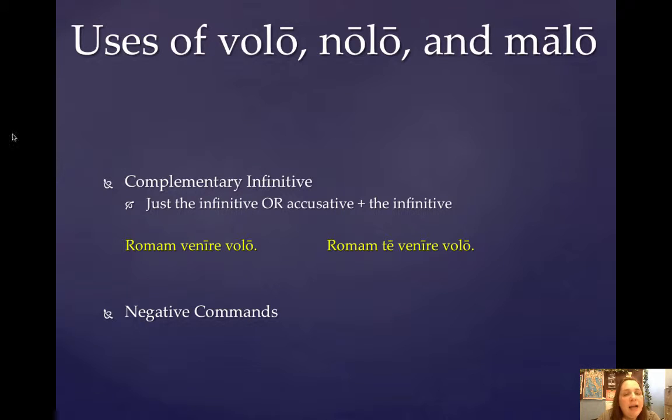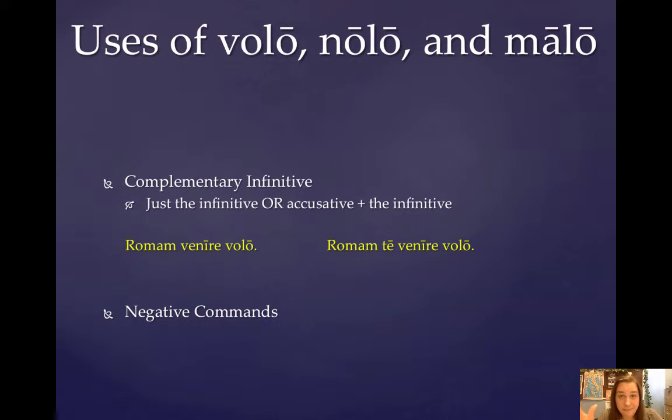So in this first sentence, I want to come to Rome, Romam. Here we just have volo plus the complementary infinitive: I want to come. In the second example, we have volo plus a direct object, an accusative, plus the complementary infinitive. So: I want you to come to Rome. Again, nothing particularly tough about this, but I just want to draw your attention to it.